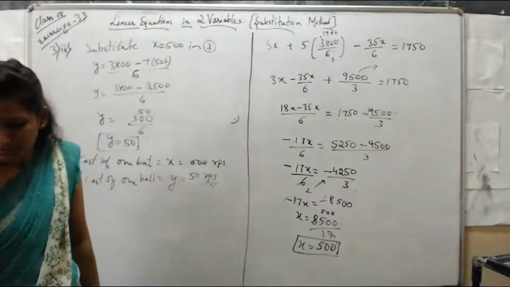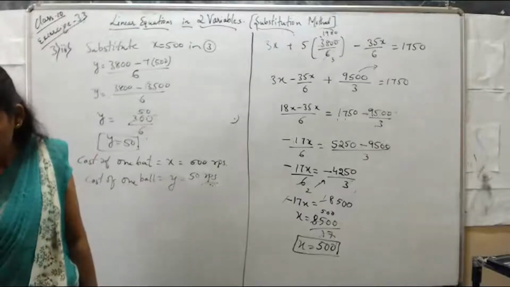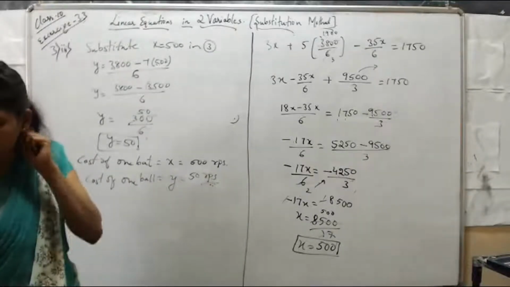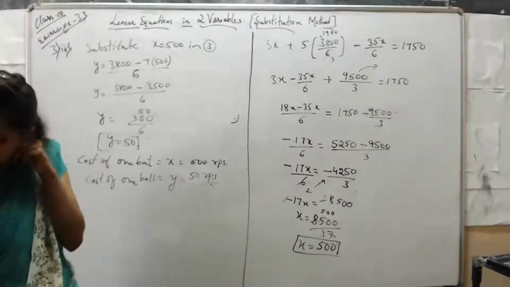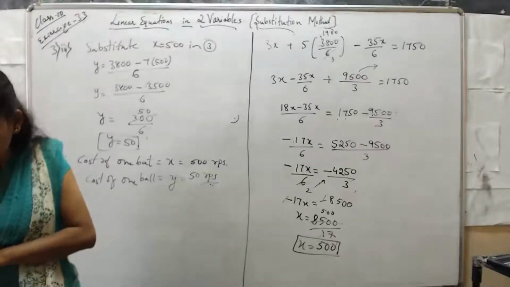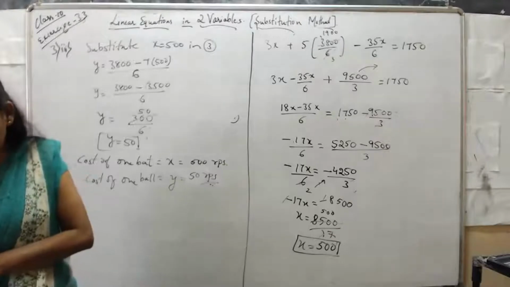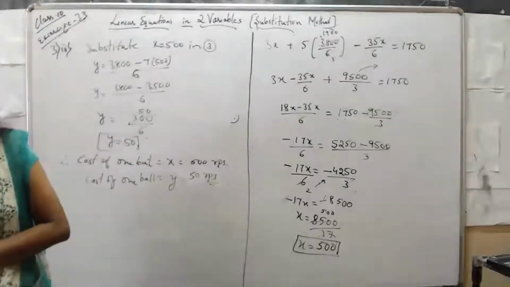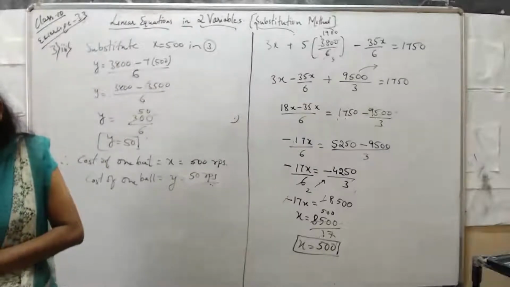Next, the taxi charges in a city consist of a fixed charge together with the charge for the distance covered. For a distance of 10 km, the charge paid is 105, and for a journey of 15 km, the charge paid is 155. What are the fixed charges and the charge per kilometer? How much does the person have to pay for traveling a distance of 25 km?